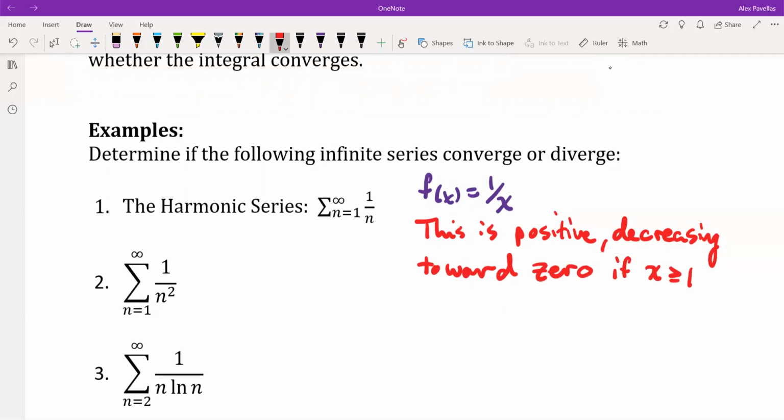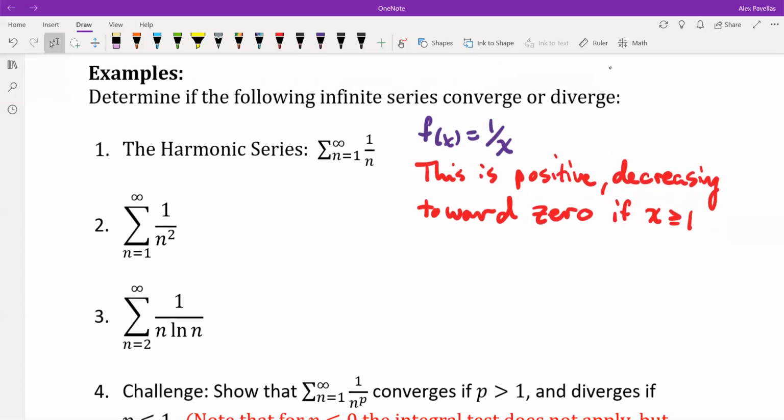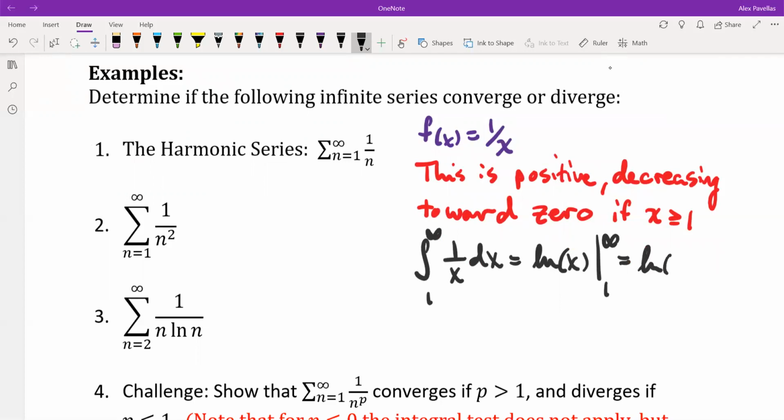So to determine whether this converges, we just do the integral instead. We take the integral from 1 to infinity of 1 over x dx. This is log of x from 1 to infinity. Technically I should be putting in limits, but this is log of infinity minus log of 1, which is infinity. So that means that the harmonic series diverges.